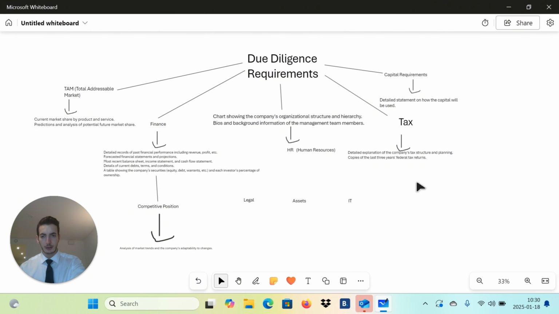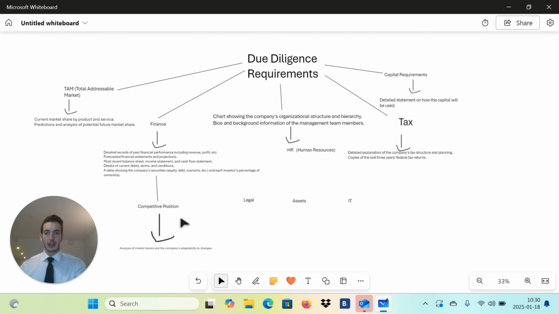But the key factors, the most important points that you need to take up and present, are the TAM, finance, competitive position, HR, tax, and capital requirements. The legal, assets, and IT are not so important. I will get into it directly, but let's start with the first one, TAM, total addressable market.